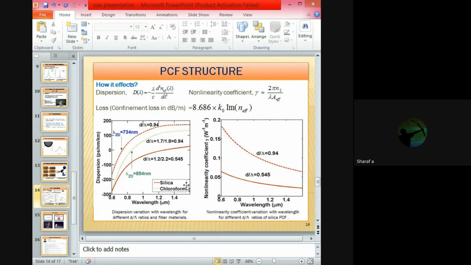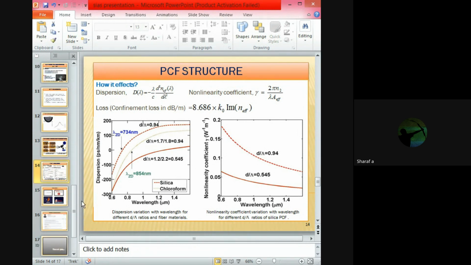In step index fiber, we cannot change these properties in this way, because you need to dope different materials into it. So there are a lot of advantages when you consider the photonic crystal fiber, apart from the conventional step index fiber.